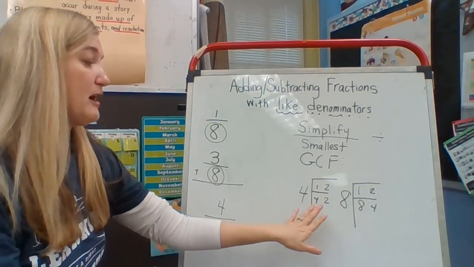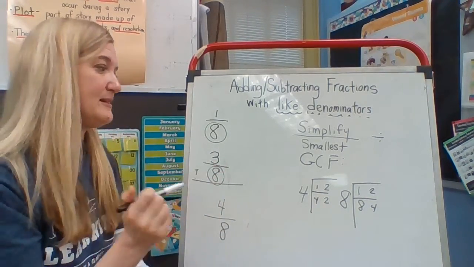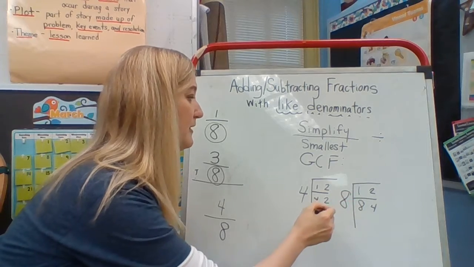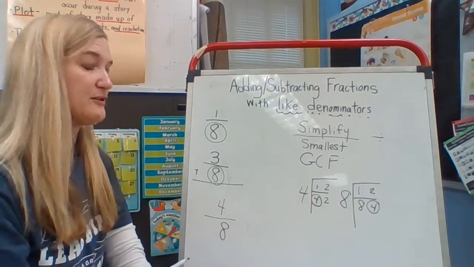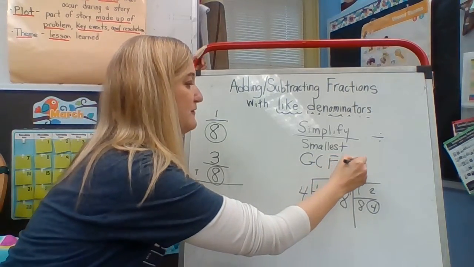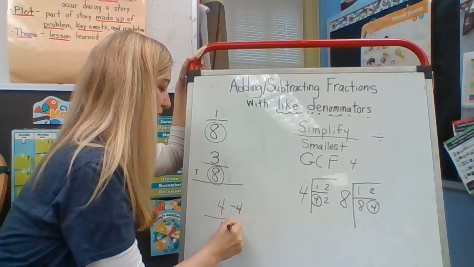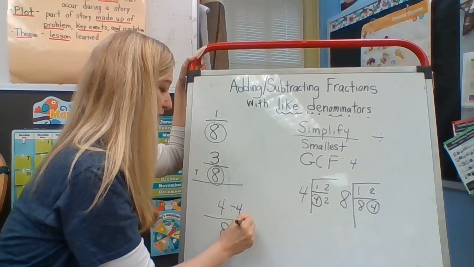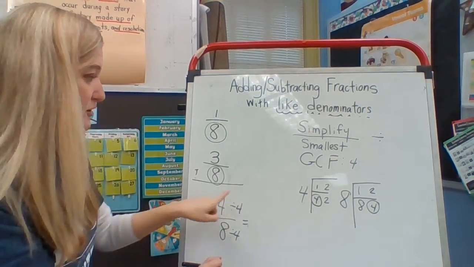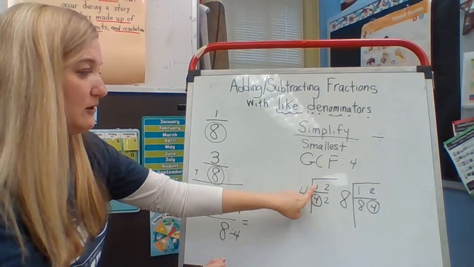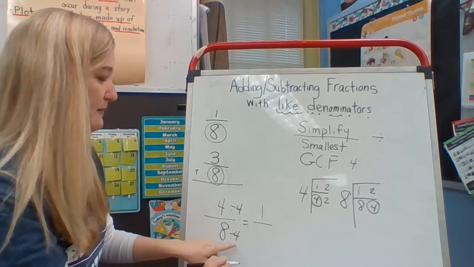Now I need to look at the factors for 4 and 8 and see if there's any that are the same and the biggest one that's the same. So if I look back and forth, 4 is my greatest common factor in both. So my greatest common factor is 4. I'm going to divide my numerator by my greatest common factor of 4 and my denominator by my greatest common factor of 4. 4 divided by 4. If you don't know this, go back to your 4 divided by 4 and look what factor is associated with that. 1.